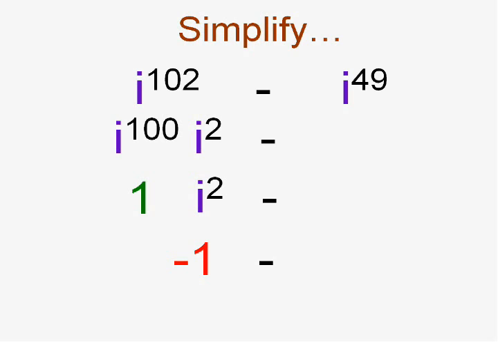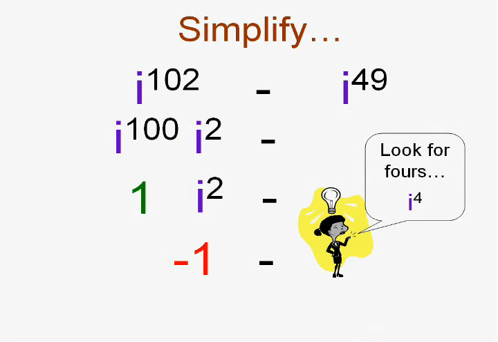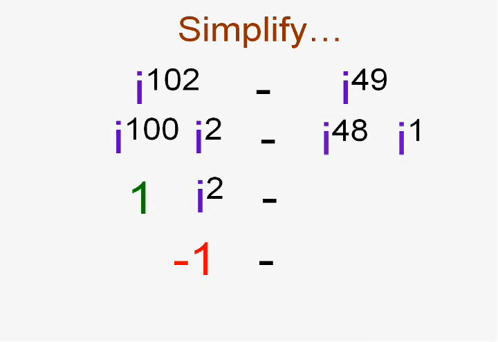Okay, now let's try and get this one down. Once again, let's look for 4s. i to the 48th. Well, that's going to become a 1, because it's i to the 4th to the 12th, and i to the 4th is your buddy.